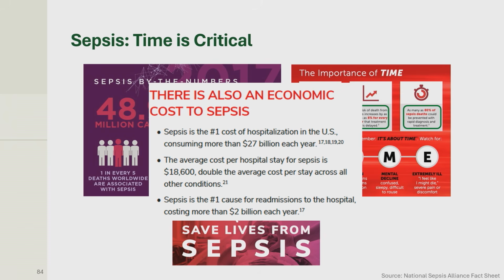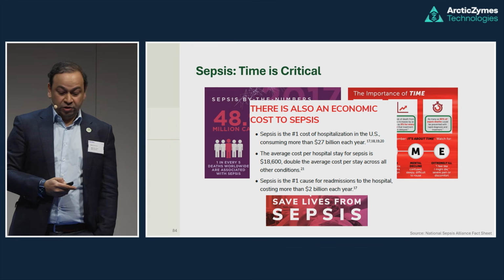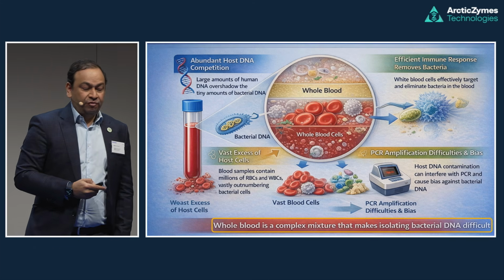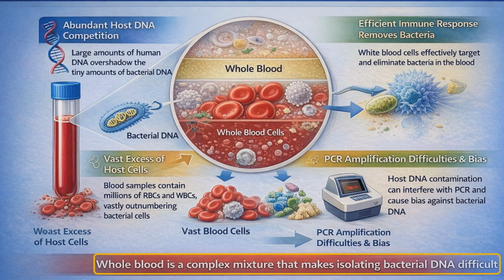Sepsis is a huge economic burden. It's the number one cost of hospitalization in the US, consuming more than 26 billion each year. Average cost per hospital day is also much higher, and readmission costs are also a lot because of sepsis. If you thought urine was easy, and I was interviewed by both Aftenposten and NRK, and I told them the same thing: if somebody is able to do sequencing from blood, it's a Nobel Prize. It's as complicated as that.